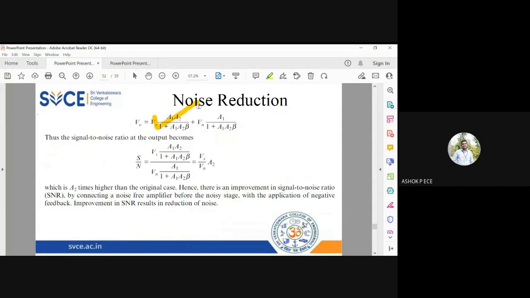This is your first expression. Is it clear? They have not specifically written the expression separately in the textbook, but the first expression corresponds to the case where there is no noise source, no Vn, and the second expression corresponds to the case where there is no Vs. So in the first case, when there is no noise source, no Vn, A1 and A2 are in cascade. So the overall gain is A1 into A2. So the overall gain with feedback is A1 A2 by 1 plus A1 A2 into beta.